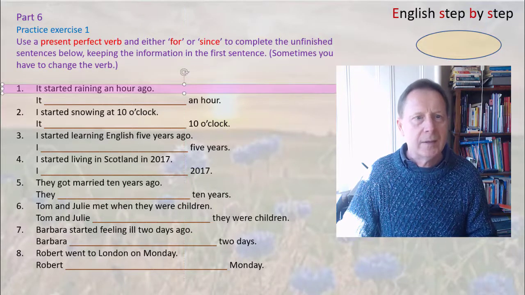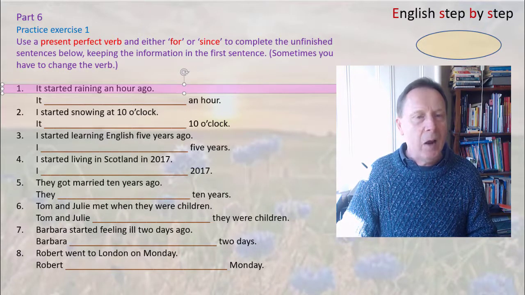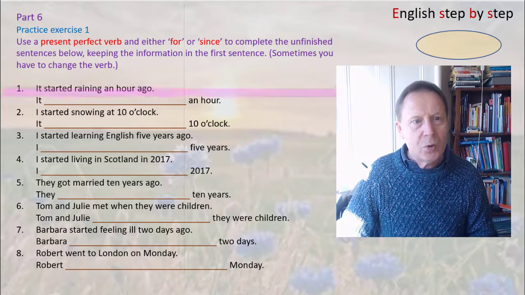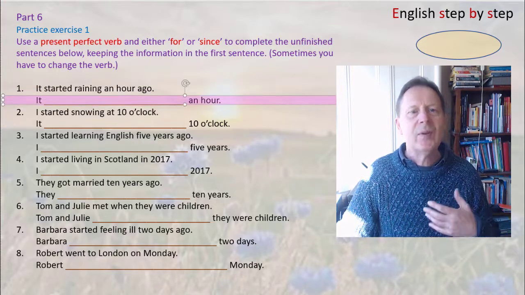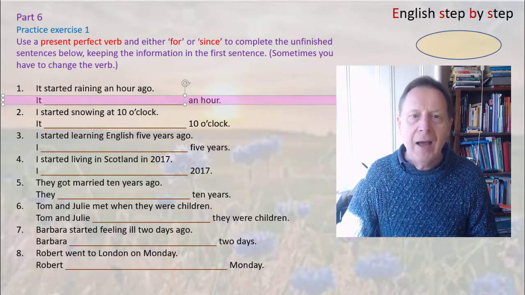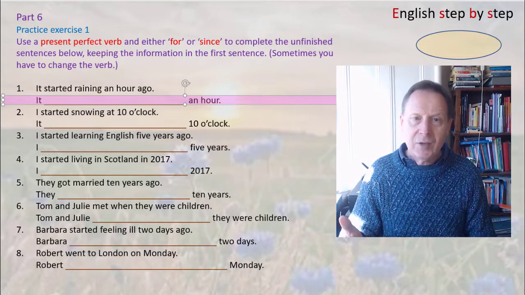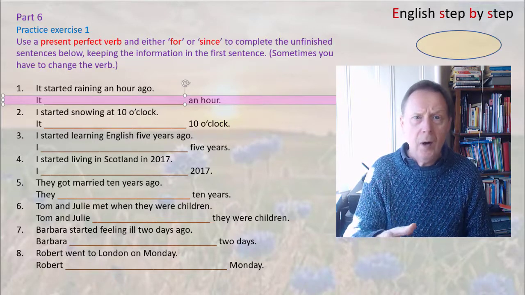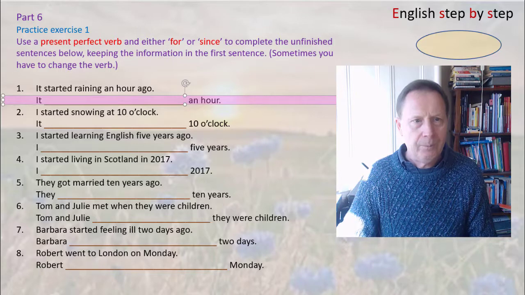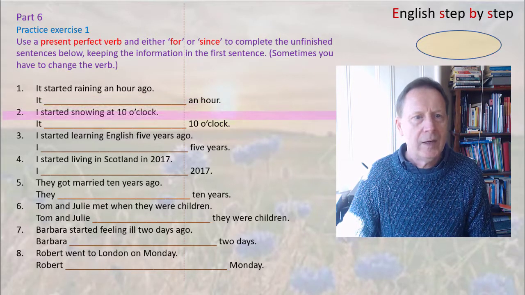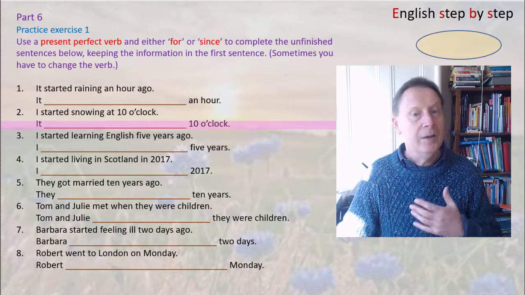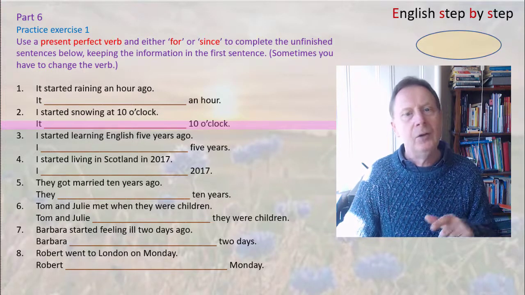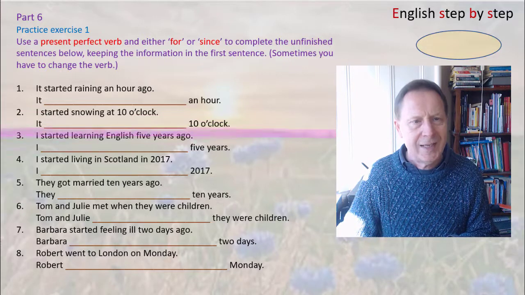Here's the first sentence. It started raining an hour ago. Now this sentence uses past simple, so change it into a sentence with a present perfect verb and then decide: at the end of the sentence it says an hour. So is it for an hour or since an hour? So with all of these, do the same. Change it into present perfect and then use for or since.